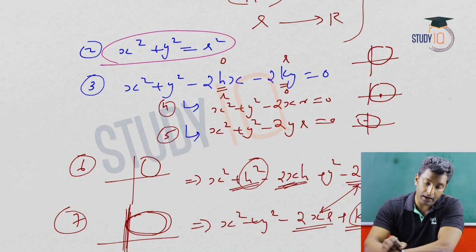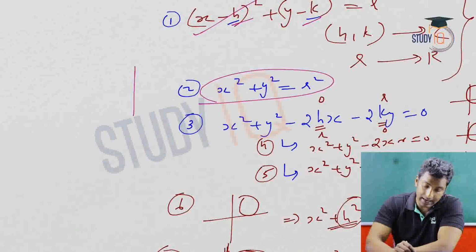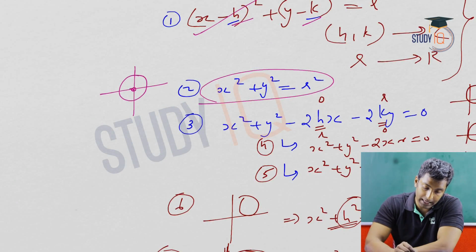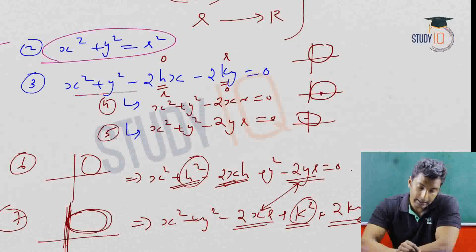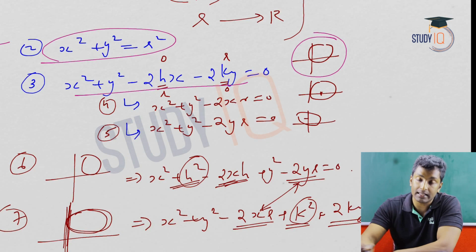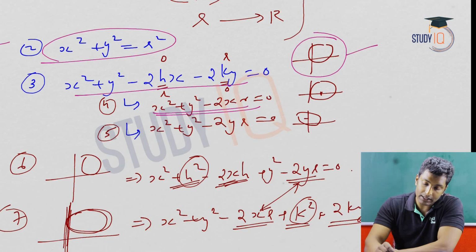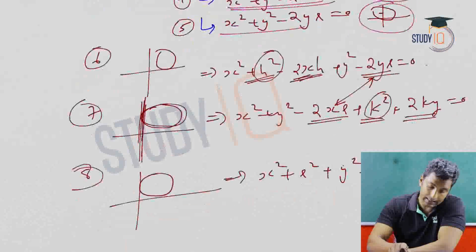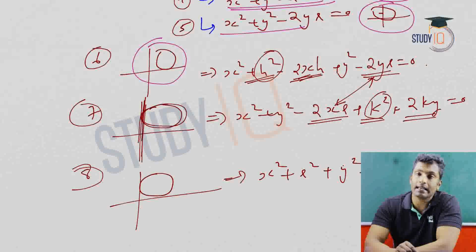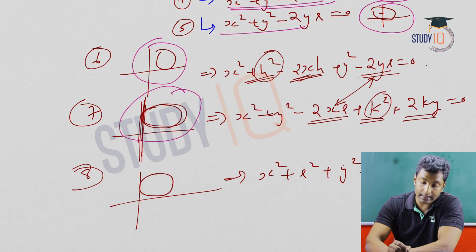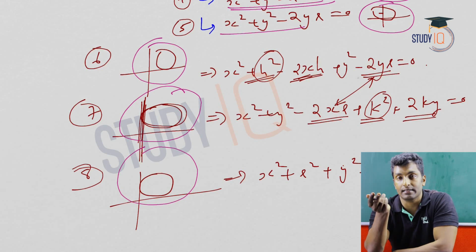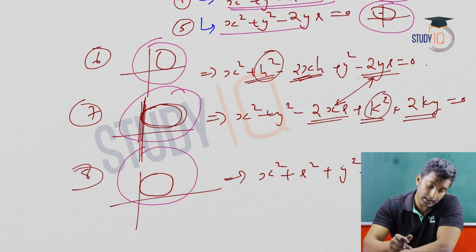This is the equation of the circle which is having center at origin like this. Center is at origin. Third case, equation of circle which is passing through origin. Fourth case was a subcase of this only, passing through origin and center at x-axis. Fifth case is passing through origin and center at y-axis. Sixth case is touching x-axis. Seventh is touching y-axis. Eighth is touching both x and y axes. So these are the cases that we need to remember.